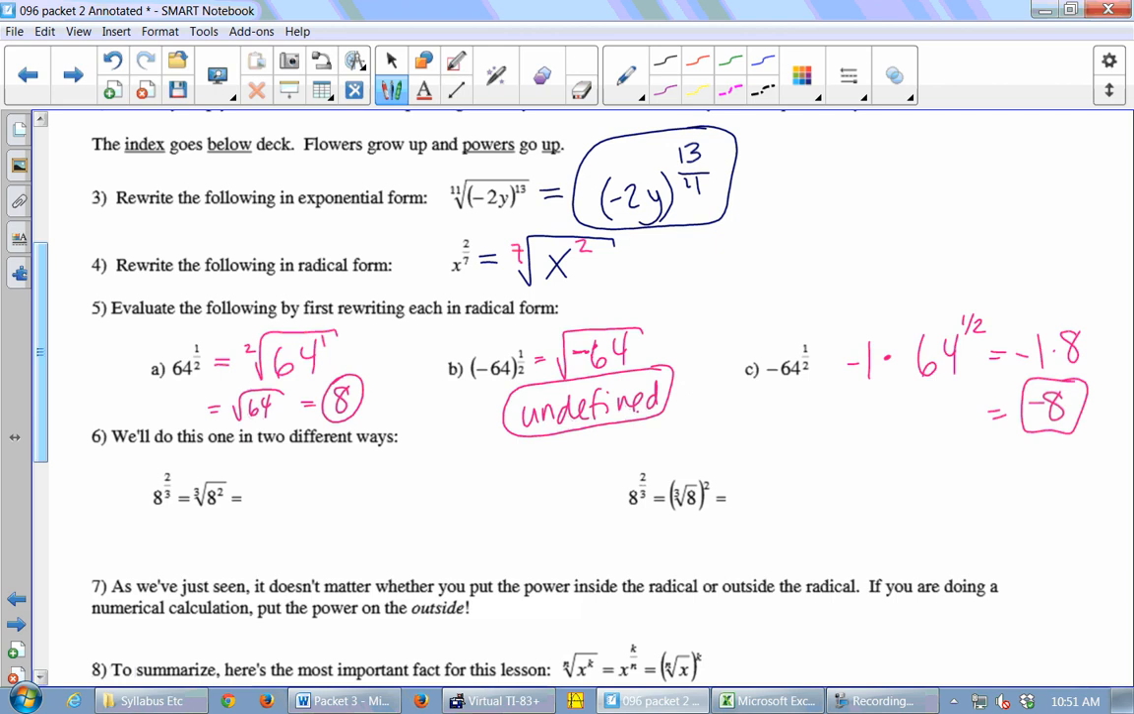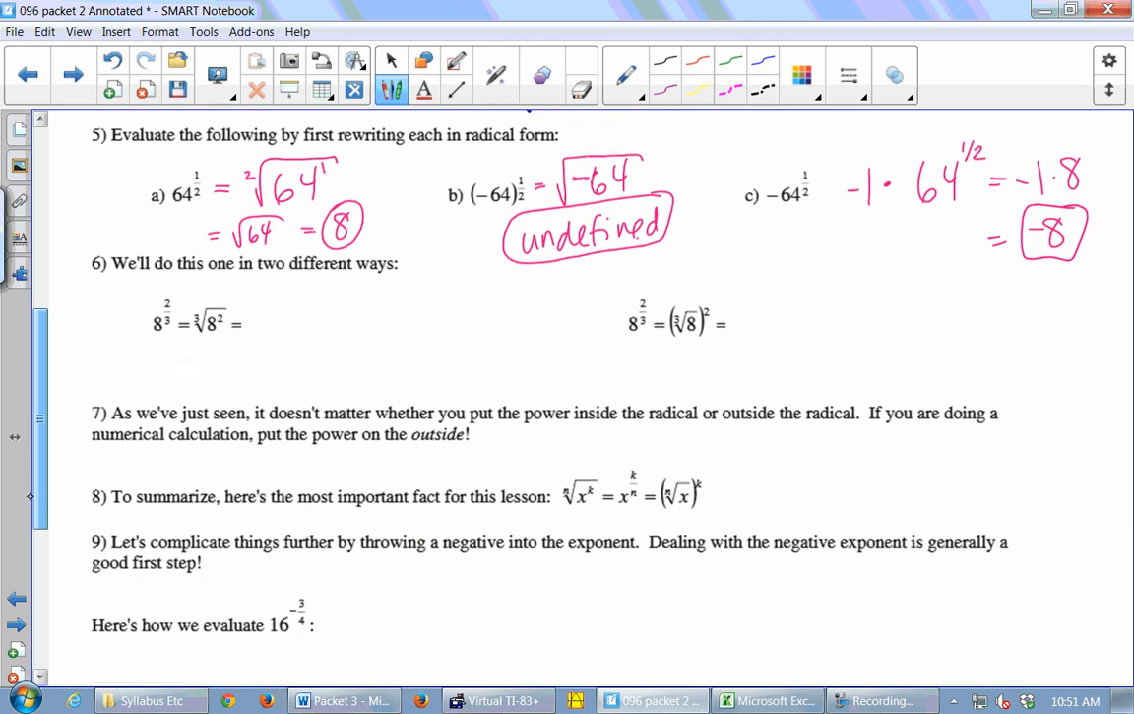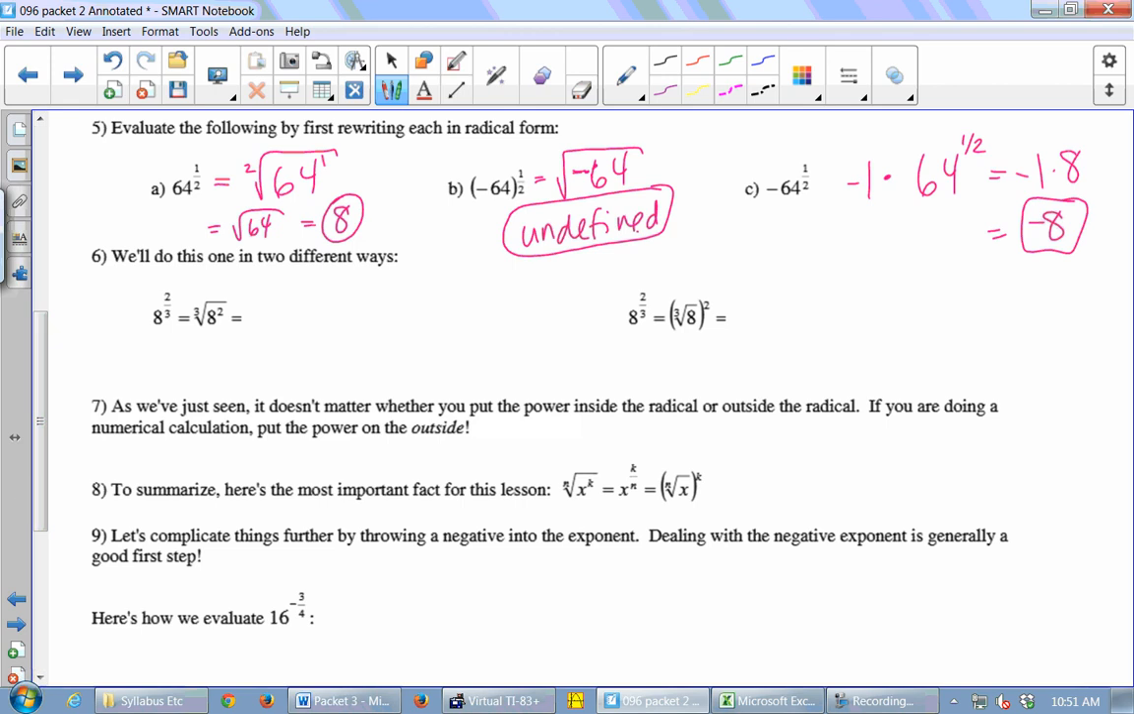Okay, we're going to do another one, similar, and we're going to do it 2 different ways. So if I have 8 to the 2/3, that means I'm taking a radical because I've got a fraction, and the 3, the one that's below deck, becomes the index. Flowers go up and powers go up, so that 2 becomes the power on the 8. And then if you take 8 squared, what do you get? So this is the cube root of 64. What number can you cube and get 64? 4. So this answer is 4.